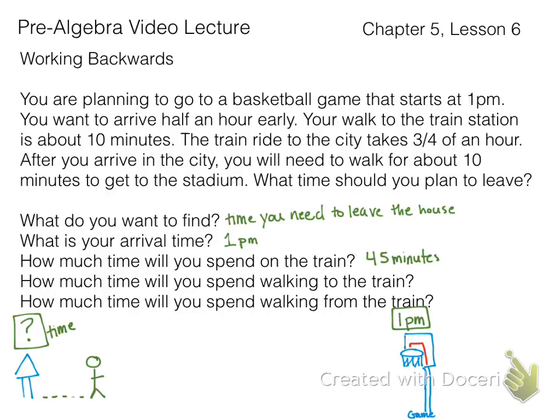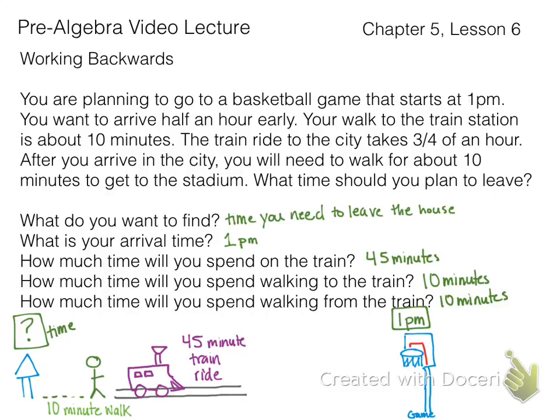And then the time you spend on the train is 45 minutes. The time you spend walking is 10 minutes and 10 minutes. All right, so there's your house, and you don't know what time you left, but you've been walking for 10 minutes, and you take a 45-minute train ride. And then you walk another 10 minutes, and then you have a 30-minute early arrival time. So basically, we have to take into account the 30 minutes extra, the two 10-minute walks, and the one 45-minute train ride. So let's work backwards.